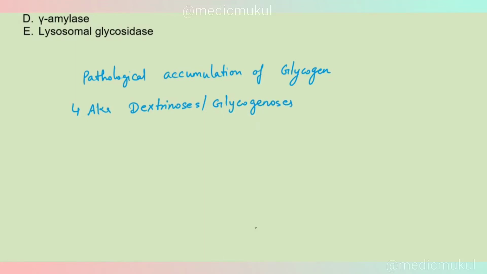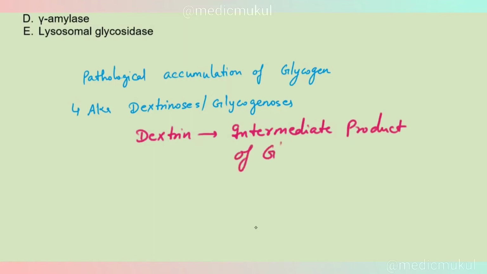Why do we call it dextrinosis? Because what is dextrin? That is our intermediate product of glycogen breakdown.